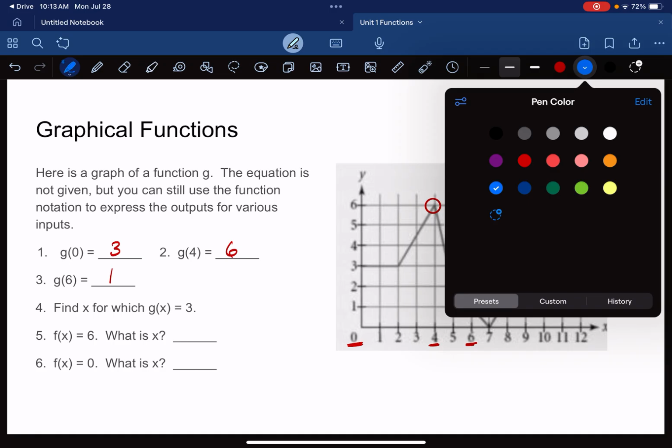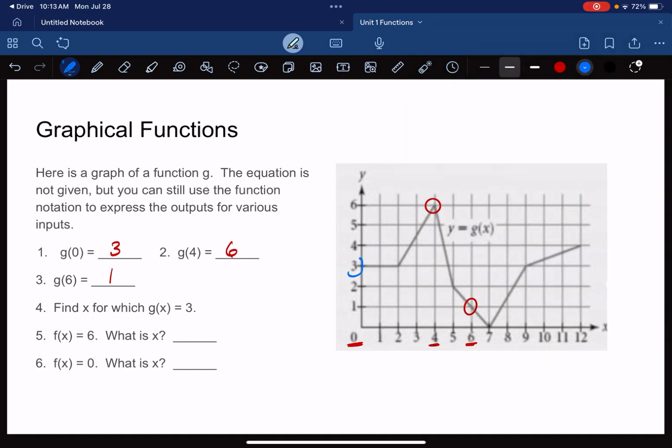So I'm looking for an output of 3. And I see several values. In fact, there's an infinite number of values here, because there are points between 0 and 2 that work. So all the points between 0 and 2 work. Then there's a point right here on the graph, somewhere between 4 and 5. There's another point on the graph over here at 9.